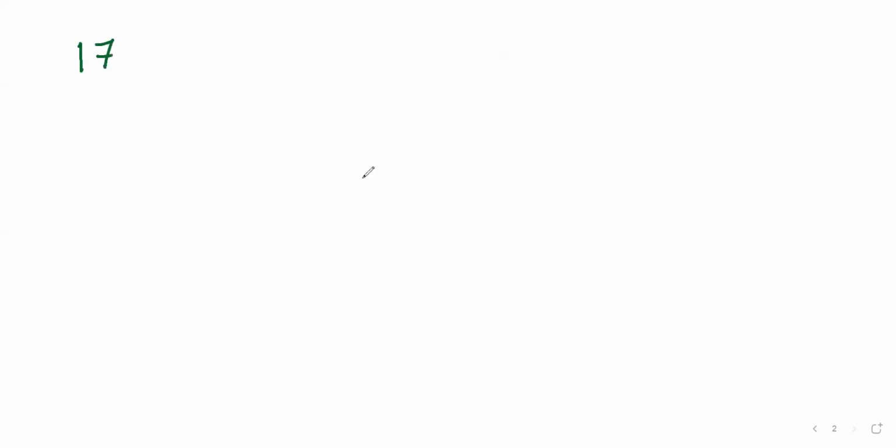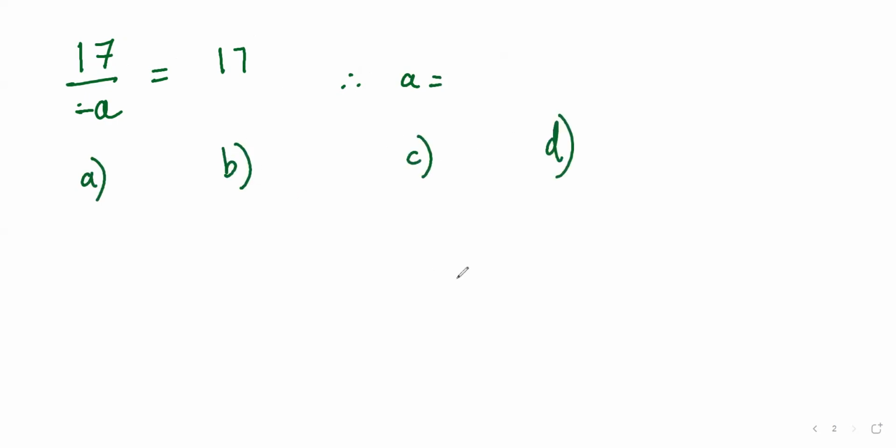Next is 17 divided by minus A is equal to 17. So therefore, A is equal to option A: 1, option B: minus 1, option C: 17, option D: minus 17. If you have a look, all the options are confusing, aren't they? They all look somewhat similar, close to each other. Sometimes 2 options look quite the same. You're left wondering whether this is A or B or C or D.